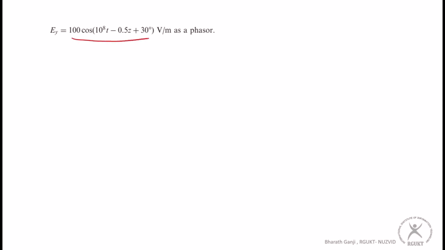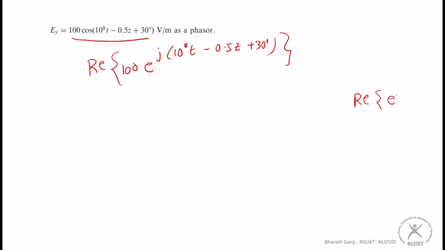So here is your field. I want to convert it into phasor form. So how do I do it? So simply this 100 e power j times of 10 to the power of 8 t minus 0.5z plus 30 degrees. Take the real part of it. So what did I do? Basically, the real part of e power j theta is nothing but cos theta, right? Euler's theorem, e power j theta is cos theta plus j sin theta. So the real part of it will be cos theta.